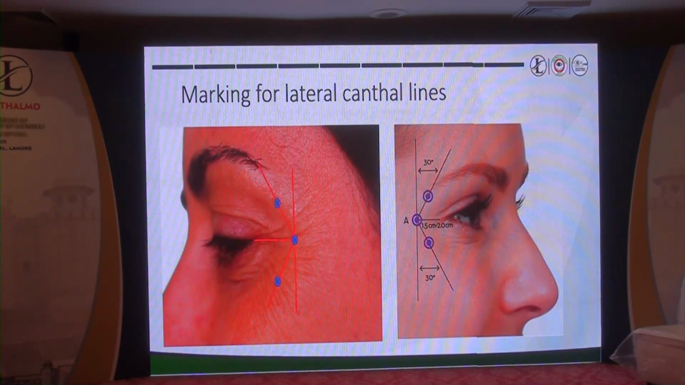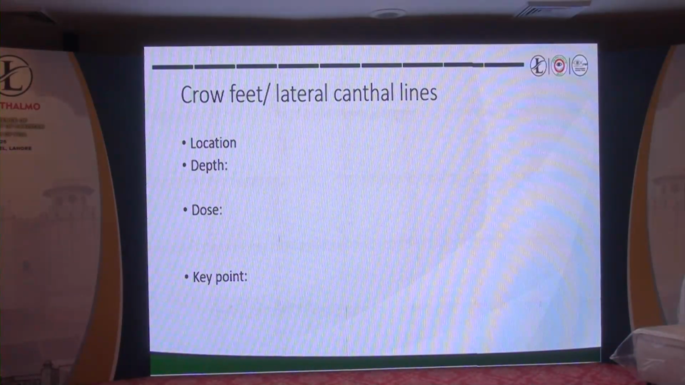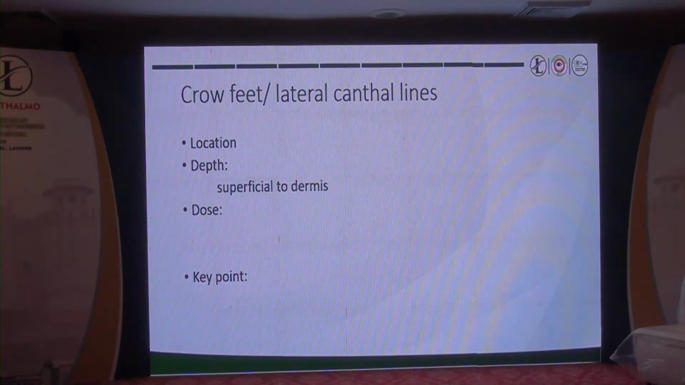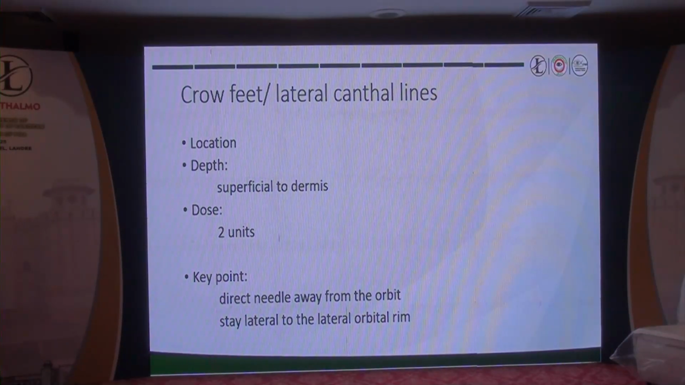Here you have to be careful to stay lateral to the lateral orbital margin: not too lateral, so that you miss the orbicularis fibers, and not too medial, so that you end up with the botox going into the lateral rectus muscle. The depth is superficial. The starting dose is 2 units on each point, up to 6 units on each side. The key point to remember is to direct your needle away from the orbit when you are injecting and stay lateral to the orbital rim.